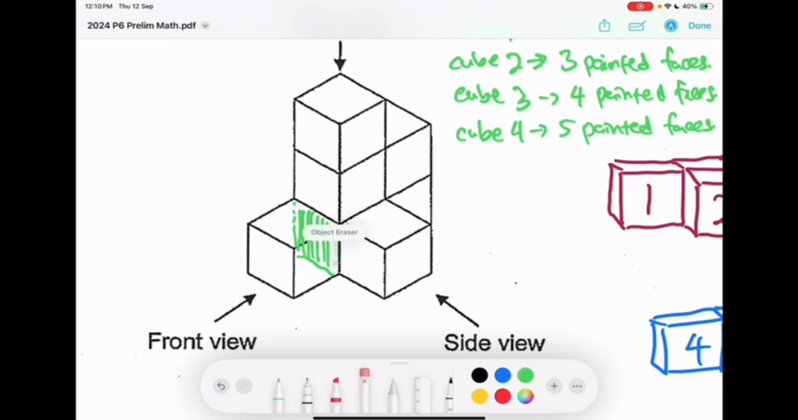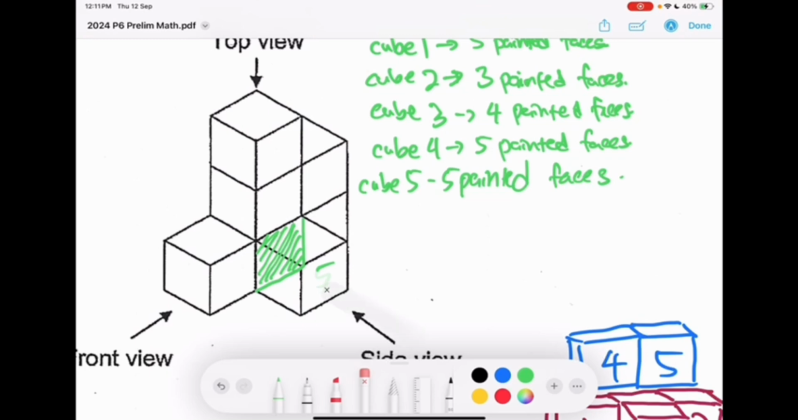Moving on to the next cube. How about the one outside over here? I'm going to call this cube 5. If you notice, cube 5, likewise with cube 4, has only one face at the back that is being blocked. And therefore, cube 5 has 5 painted faces. Now moving on to the cube that is inside over here. Alright, that we are unable to see.